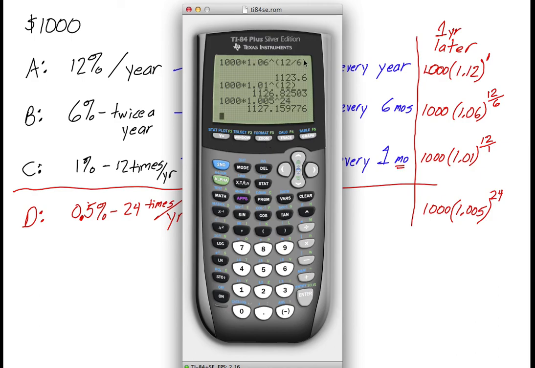Then the question I want to leave you with is, how can we make it even better yet? What's the best we could do? Keeping it at a total of 12% per year, but splitting it up into different time intervals. Twice a year, 12 times a year, 24 times a year. How many times per year should we do it in order to get the biggest answer that we possibly can?